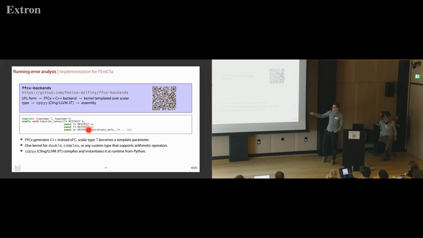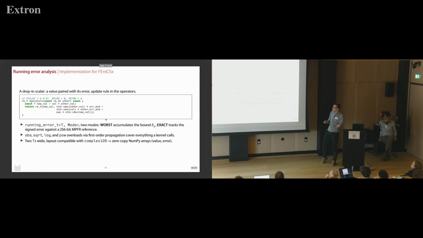I want to replace T from being double to being this kind of tuple of things that have special arithmetic rules. And for that special type, we have a new type that we call the running error type. And here is an example of how the operation of a product of that thing with another such thing would look. So the value is just the product of the two values, and then this is the running error bound that you get.